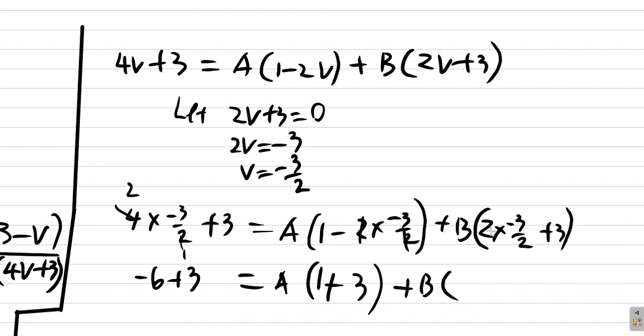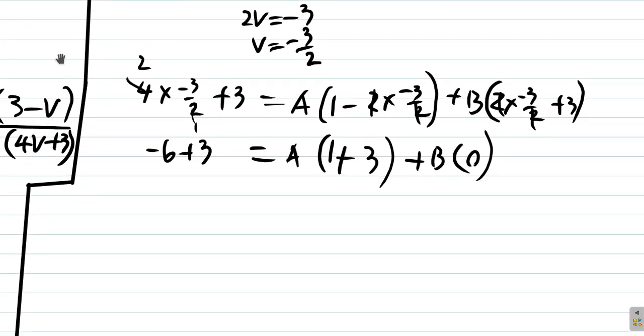b is going to cancel. Negative 3 plus 3 is 0, right? So b is eliminated there. So negative 6 plus 3 is negative 3 equals 1 plus 3, which is 4a. So a is equal to negative 3/4. Alright, so here we have a and we have b.